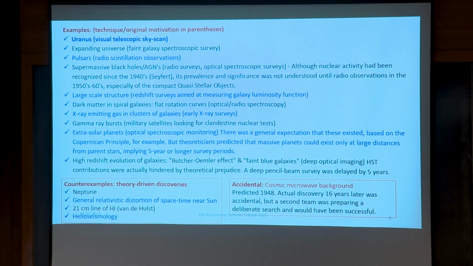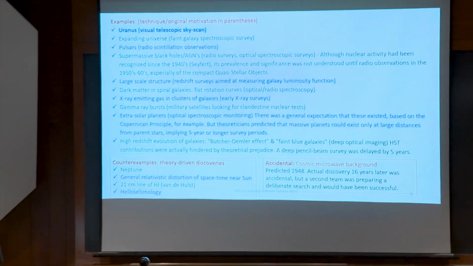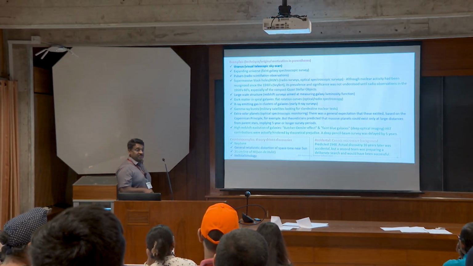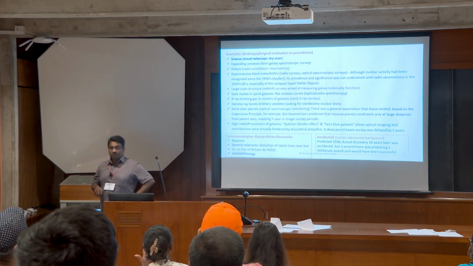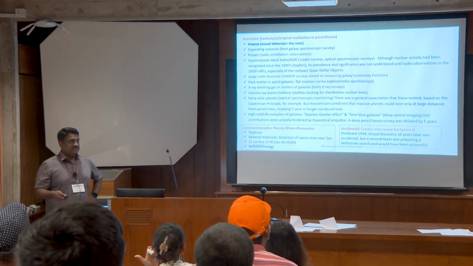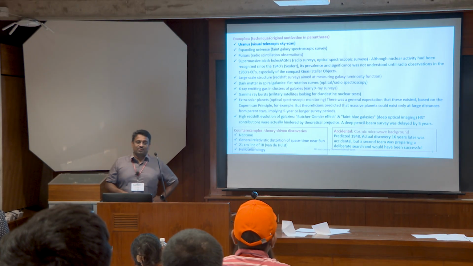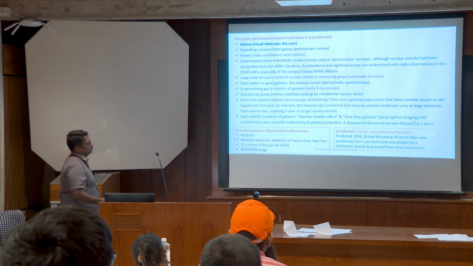You might have had some lecture on the 21 centimeter line, and then helioseismology. So theories came first, but there are certain observations which are basically accidental, right? Cosmic microwave background, isn't it? This gives you an idea of how things move in astronomy.